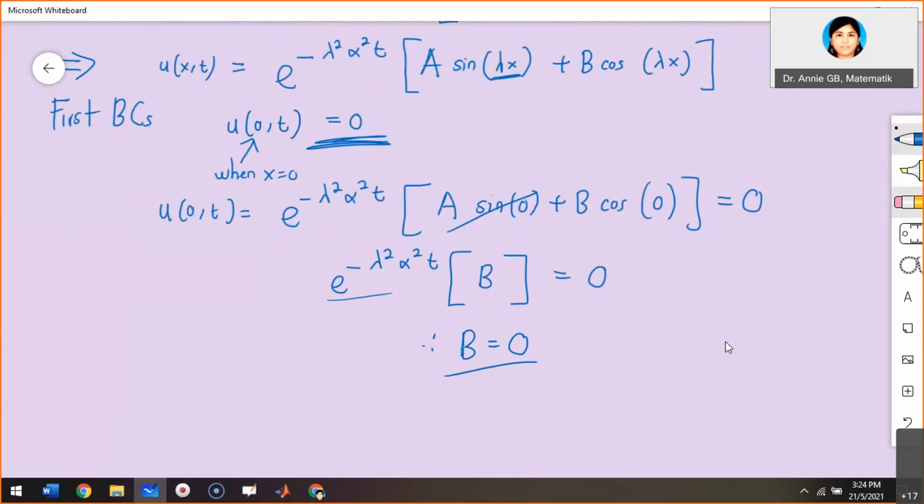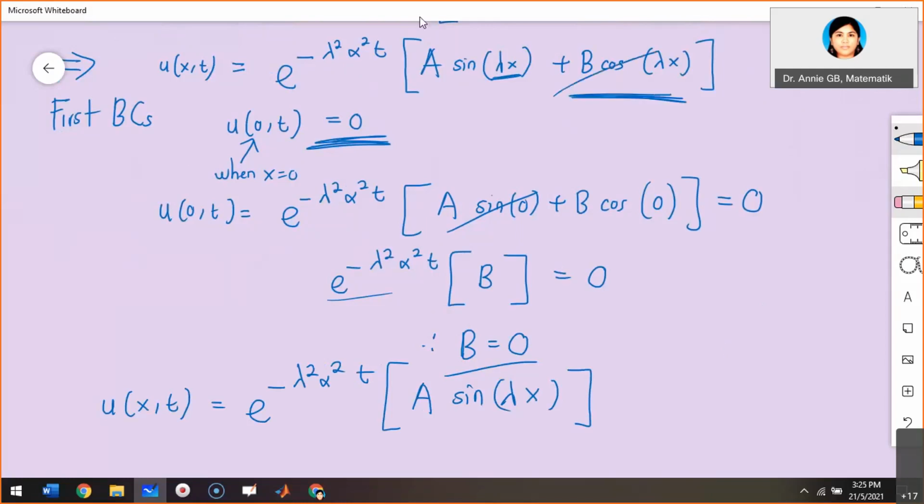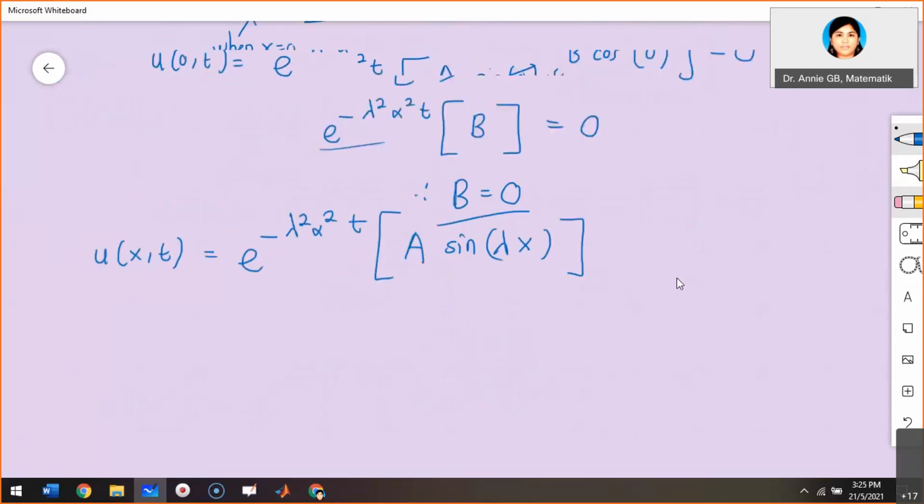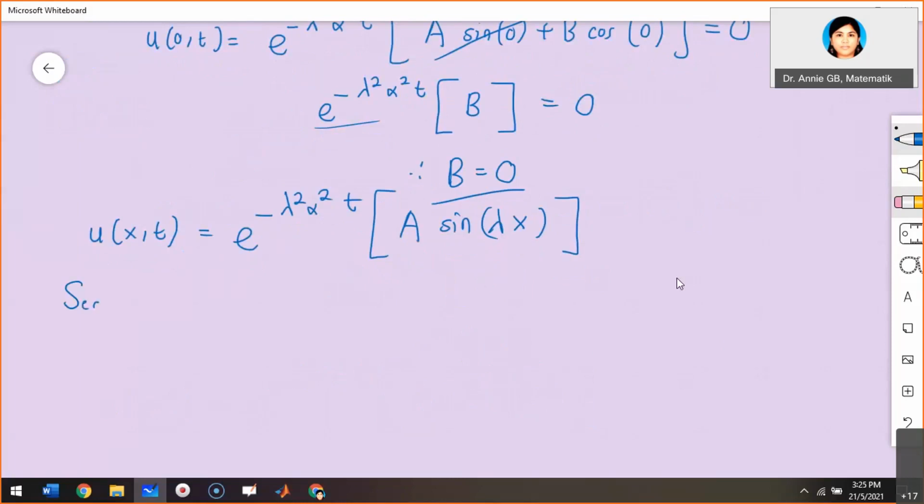Okay, so let's do that. So, now my u(x,t) will give me exponent negative lambda squared alpha squared t, A sin lambda x. Okay, so B dah kosong kan? So yang ni dah kosong. Okay. Now from here, how do you find A? Use the second boundary condition.